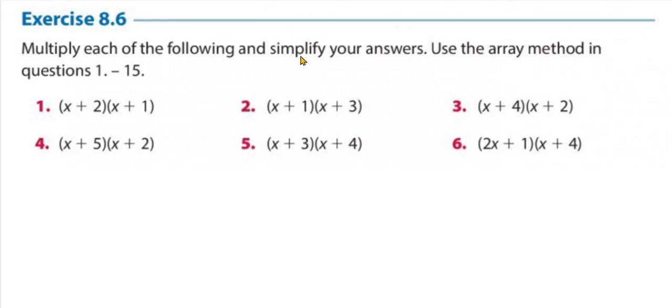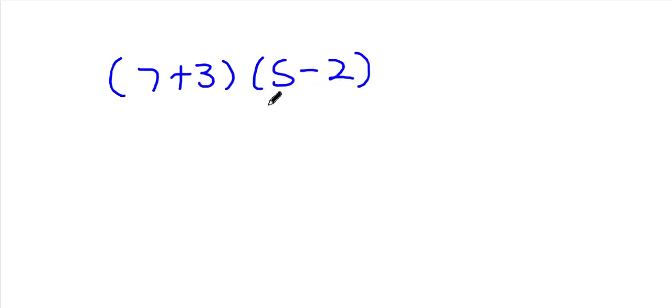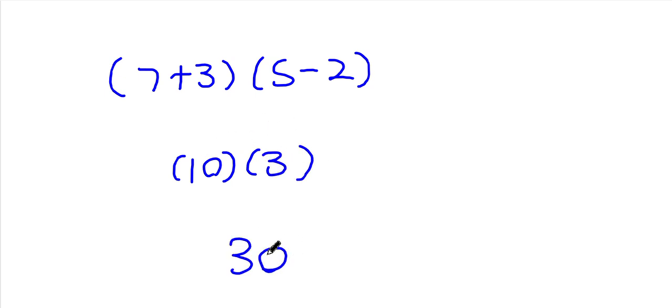Okay. Now, here it is. Ready? So, imagine a scenario like this. 7 plus 3, 5 take away 2. Would you all agree that 7 plus 3 is 10? 5 take away 2 is 3. 10 multiplied by 3 is 30. You all agreed with that? Have I lost anybody? We're all good? Okay, now, here's where I'm going to ask you to try something different.